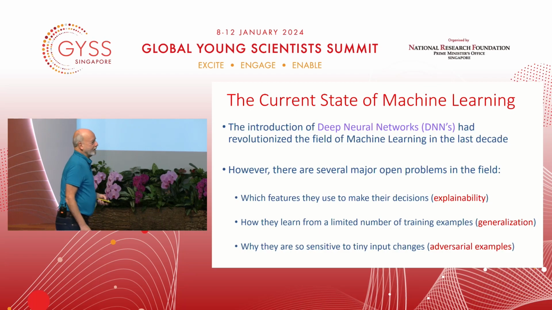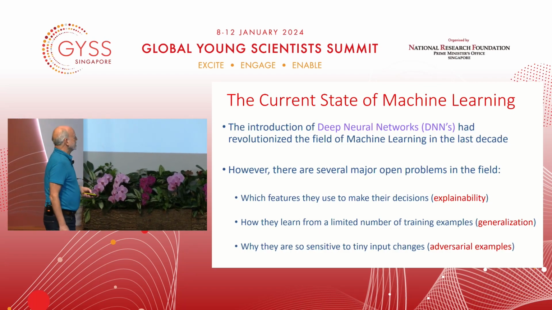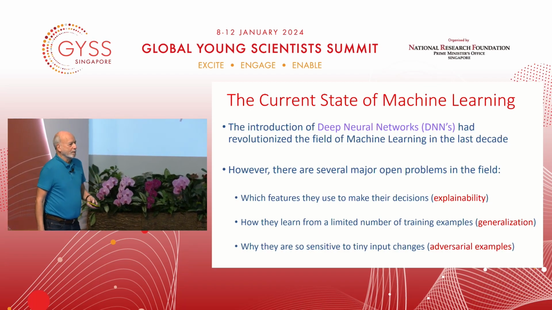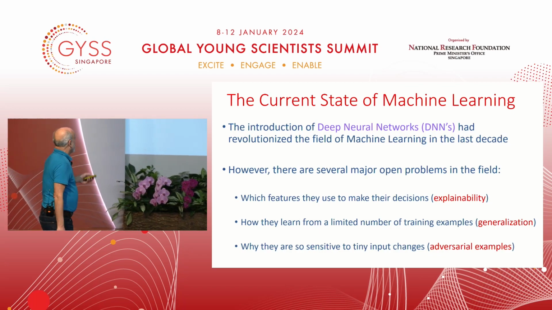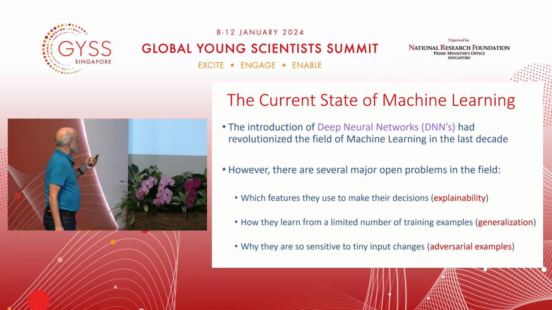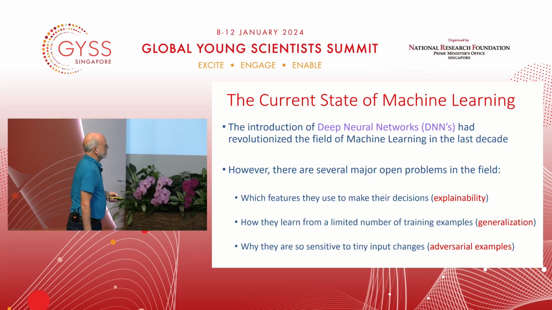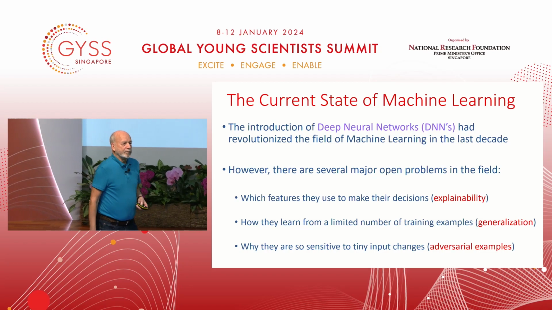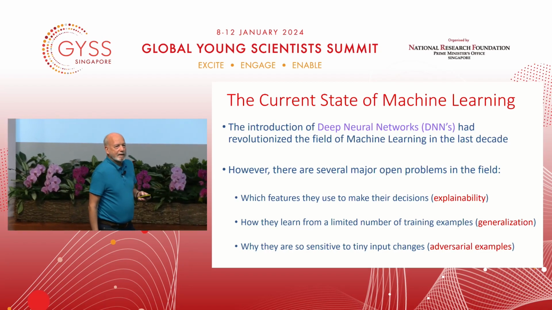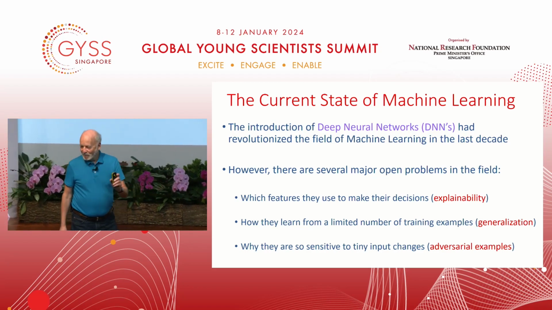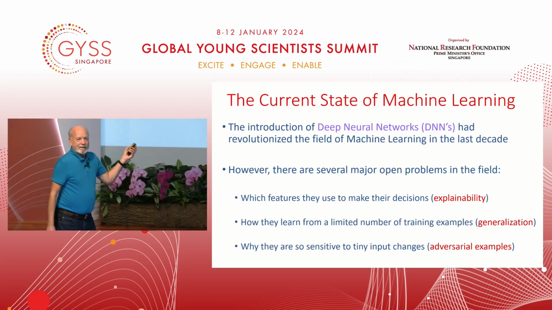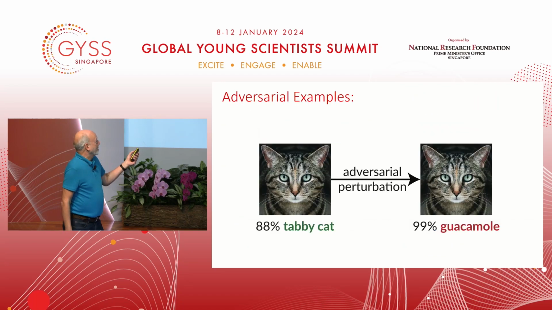And the third major mystery is the issue of adversarial examples, which was briefly mentioned in Les Valiant's talk this morning. They seem to be extremely sensitive to tiny changes in the input. And if you have never seen an adversarial example before, I'm going to show you now, and it will blow your mind. So here is an example of an adversarial example.